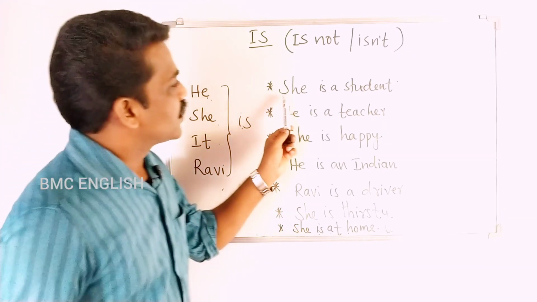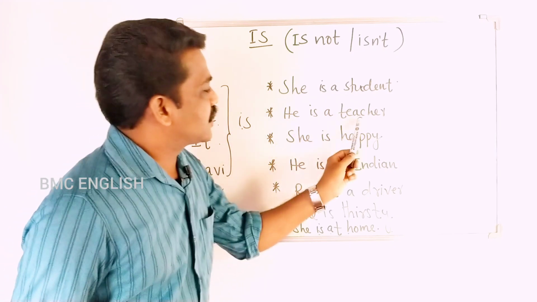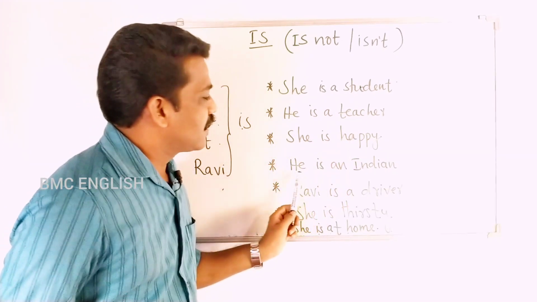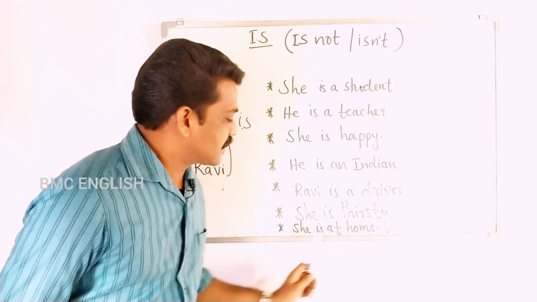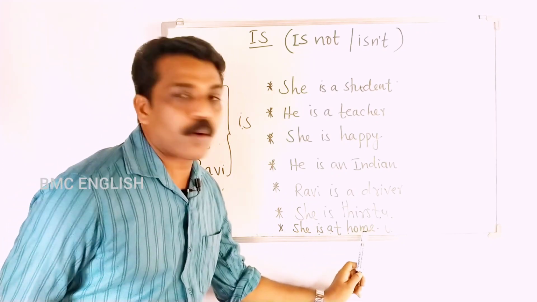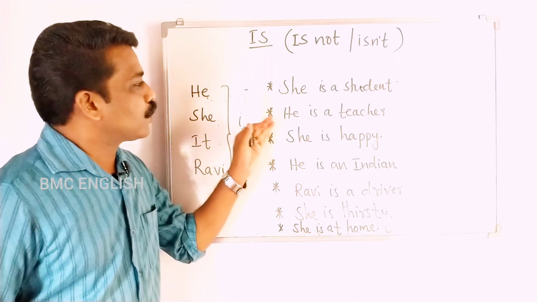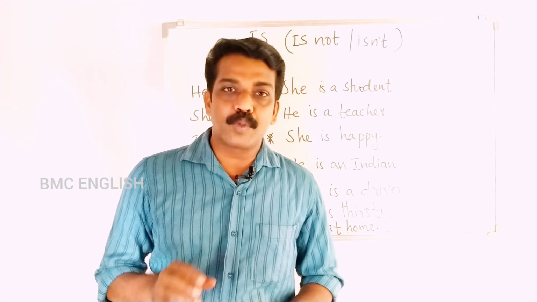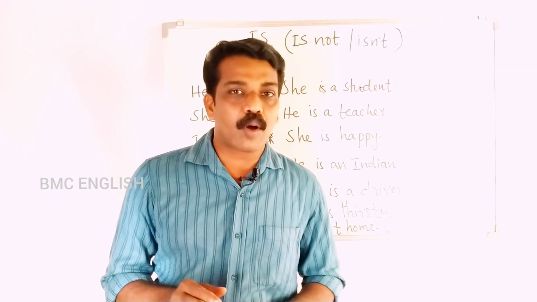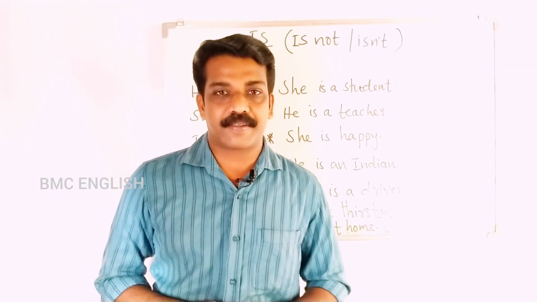Now, we use all these examples. Please look at the board. She is a student, he is a teacher, she is happy, he is an Indian, Ravi is a driver, she is thirsty, she is at home. See, here we use "is" as a main verb. When we use "is" as a main verb, it shows the state of the subject.